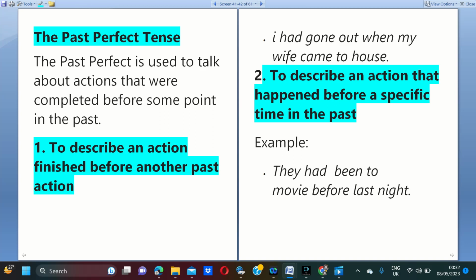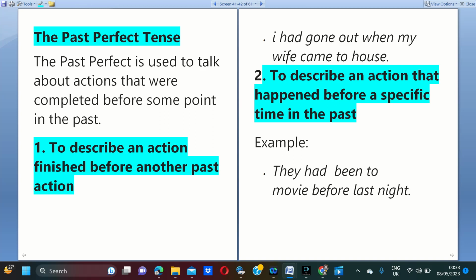See, to describe an action finished before another past action: I had gone out when my wife came to house. Here, which happened first? I had gone out happened earlier than my wife came to house. When I had gone out, it is the earlier action. Next, my wife came to home is the later action. For earlier actions, we use past perfect tense. For later actions, we use simple past. Here, we use two tense combinations. One is past perfect, another one is simple past. Past perfect is useful to talk about earlier actions. Simple past is useful to talk about later actions.